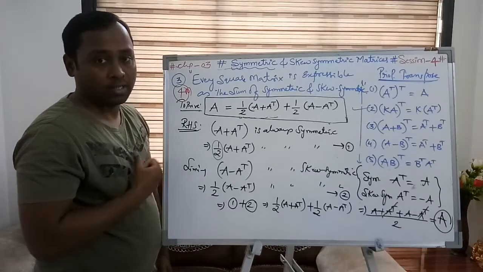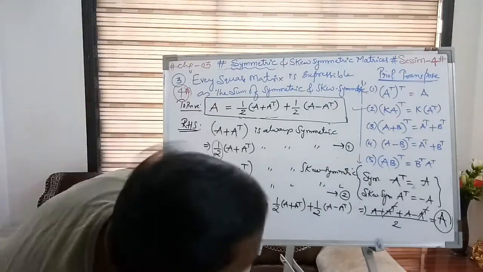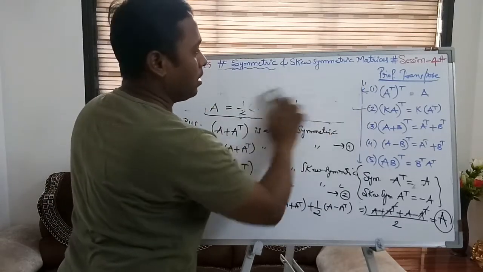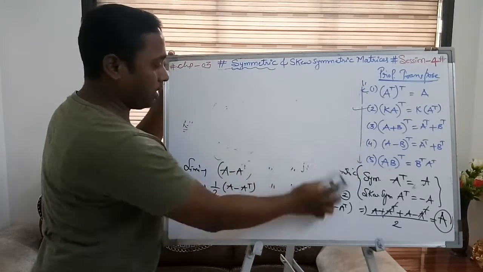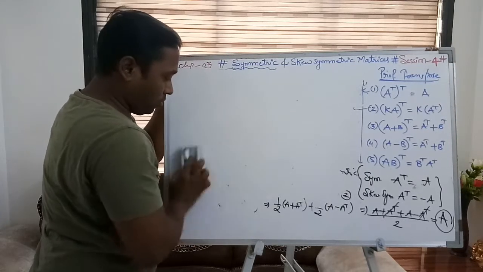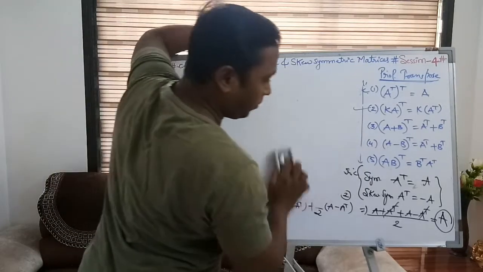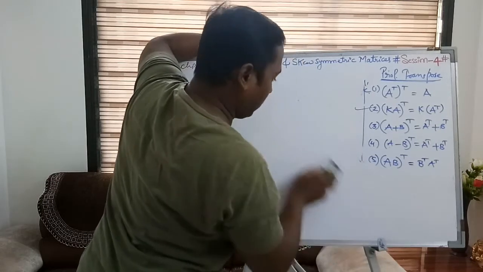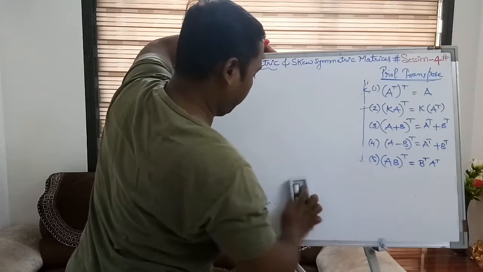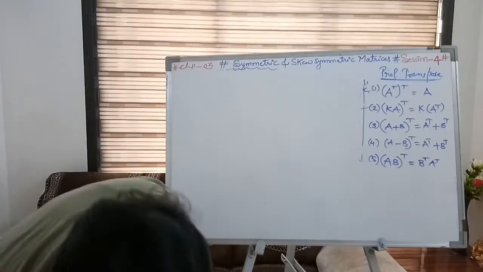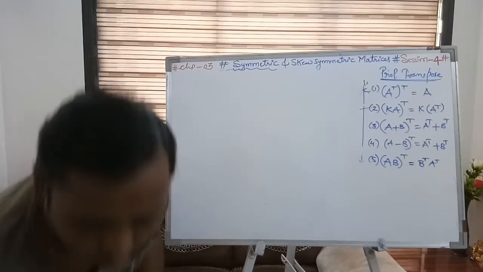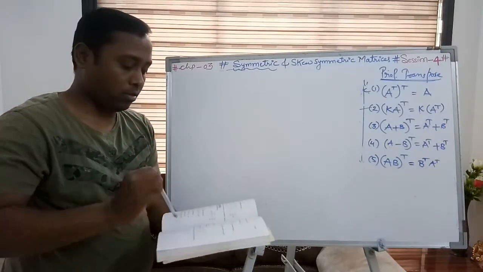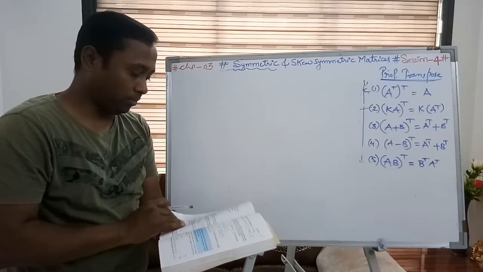Now I am taking the 4th result. Okay, fine. Let's see. So how many results are we deriving? I will sum up at the end. Now I am taking one important result. These results are asked in the textbook in the form of questions.